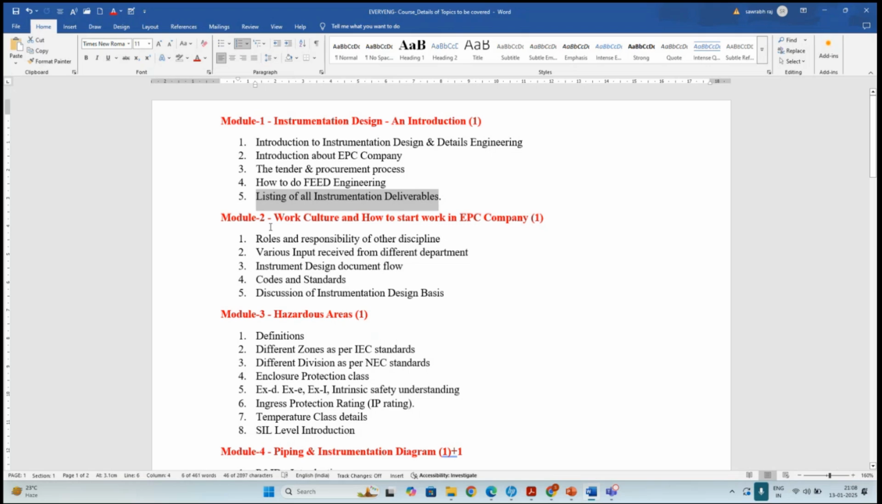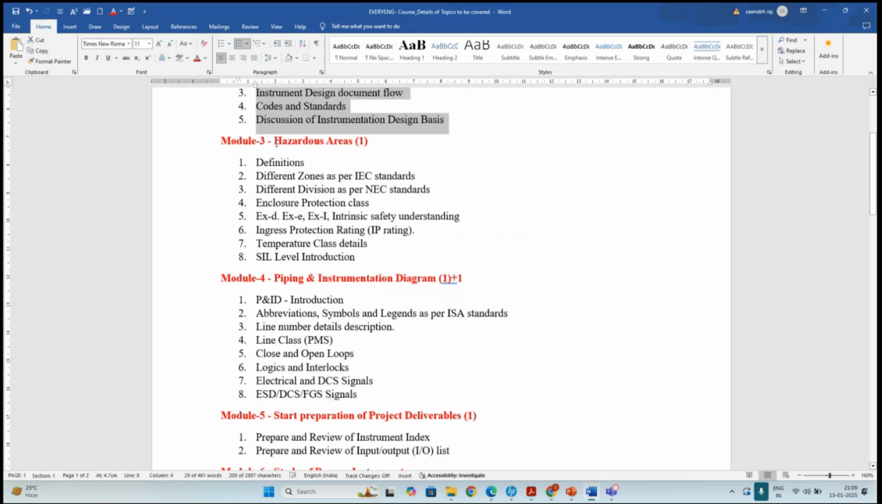The next module will cover the work culture and how to start work in an EPC company. If you are going to join any EPC company, what are the roles and responsibilities of the other disciplines, like the relation with electrical, mechanical, civil, equipment and process, with respect to the instrumentation design engineer. Inputs we receive from the different departments, design document flow, codes and standards, and design basis. These are the things we will cover under module number 2.